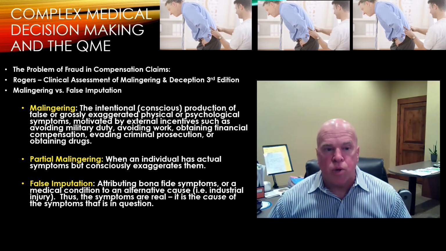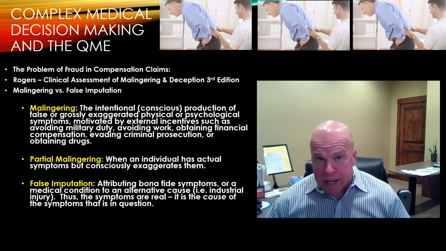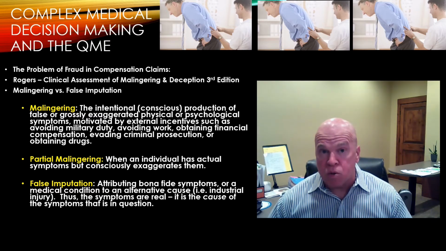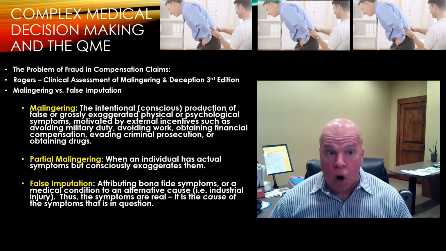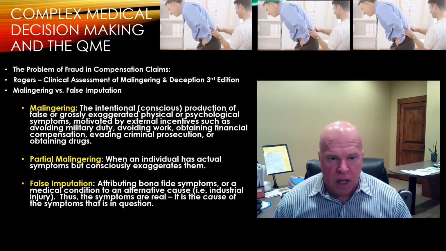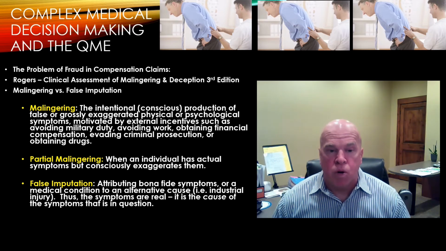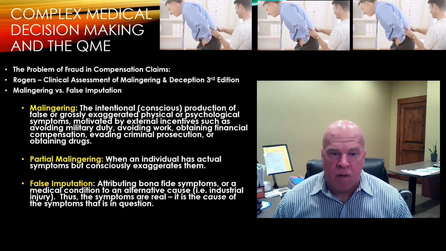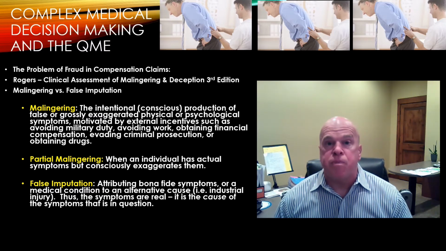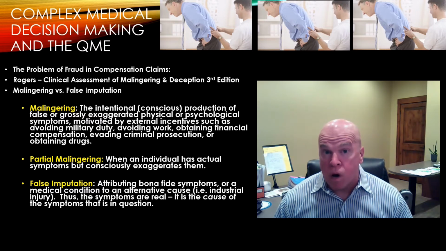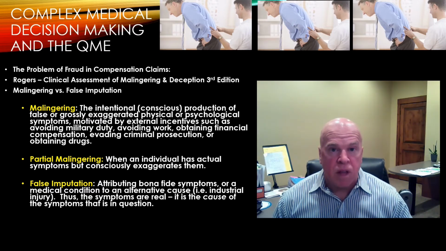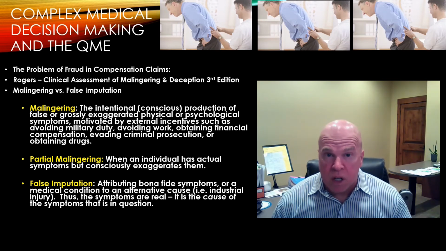Malingering is the conscious or intentional production of false or grossly exaggerated physical symptoms. So they're either false symptoms, meaning the claimant, the alleged injured employee does not even have these symptoms at all. They're reports of false symptoms. Or they could possibly be grossly exaggerated symptoms. And the report of false symptoms is motivated by external incentives, such as avoiding work, such as obtaining financial compensation, such as avoiding criminal prosecution, such as avoiding military duty, or such as obtaining drugs. So there's an external incentive that motivates this person to report false or grossly exaggerated symptoms.